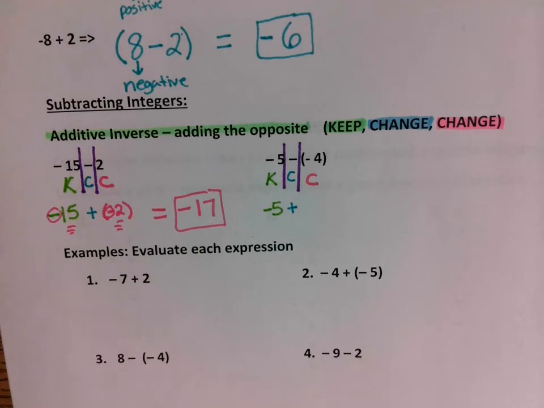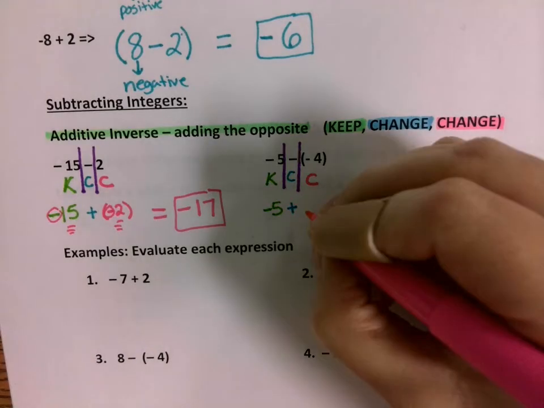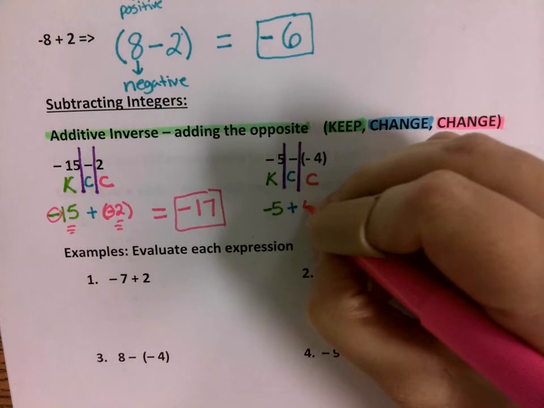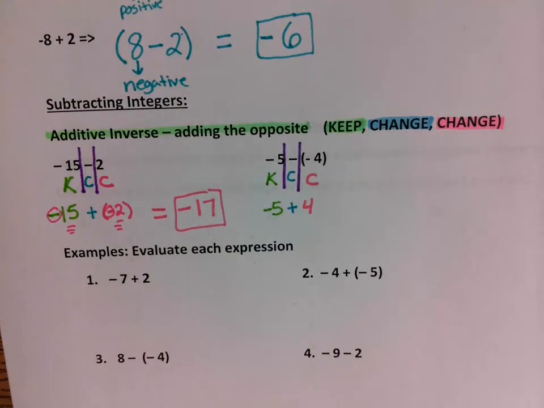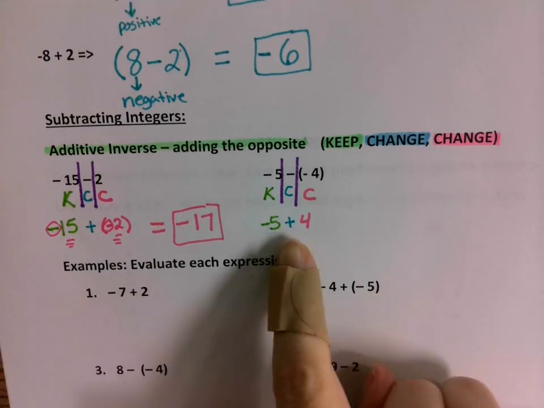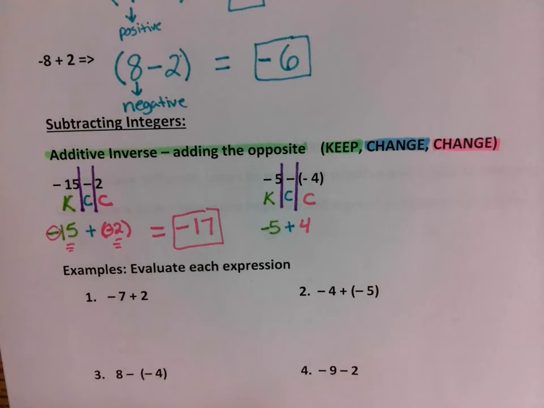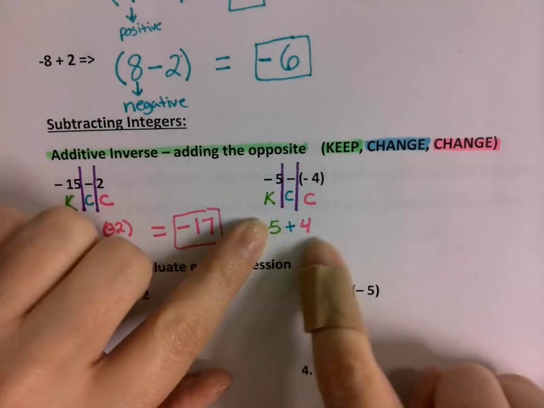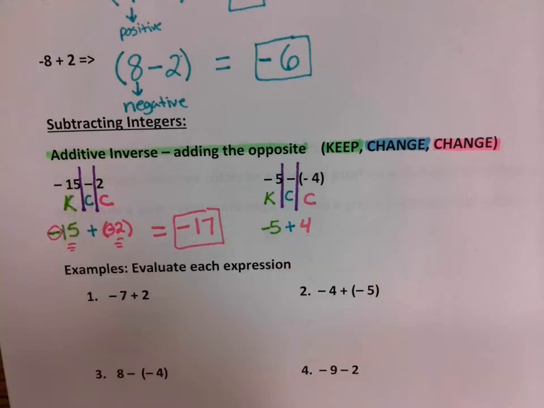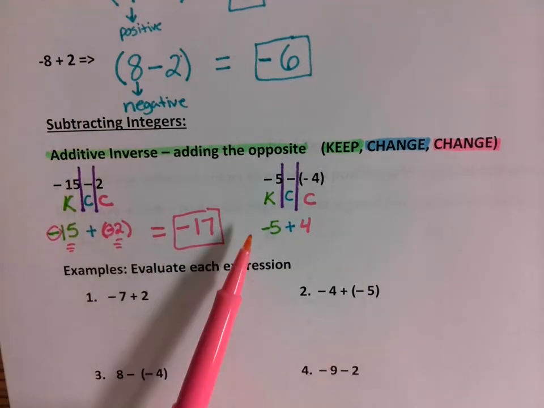All right, so we have -5 plus 4. Okay? Look back at our addition rules. Are these same signs or different signs? Different. So what do we do with different signs? We actually subtract the numbers and then keep the sign of the larger. If we were to subtract 5 and 4, what would we get? 1. And what's larger? Is it the negative? Do we have more negative or more positive? More negative. So our answer is -1.